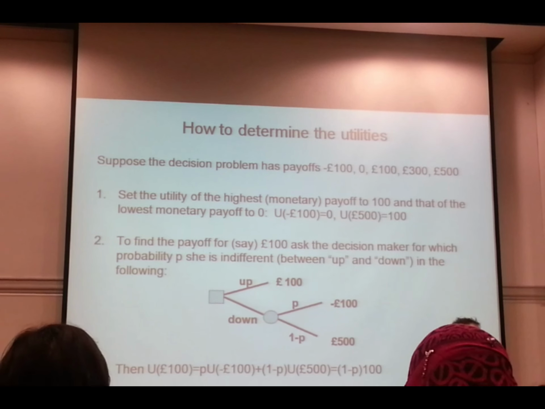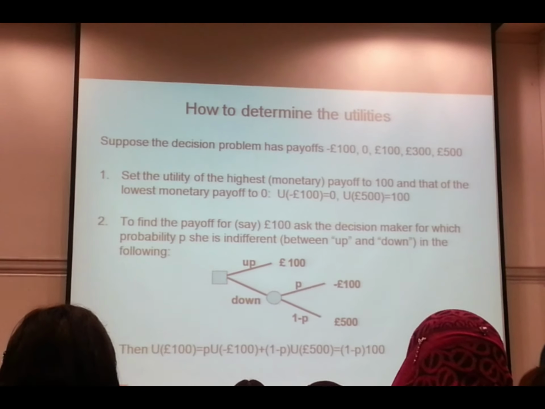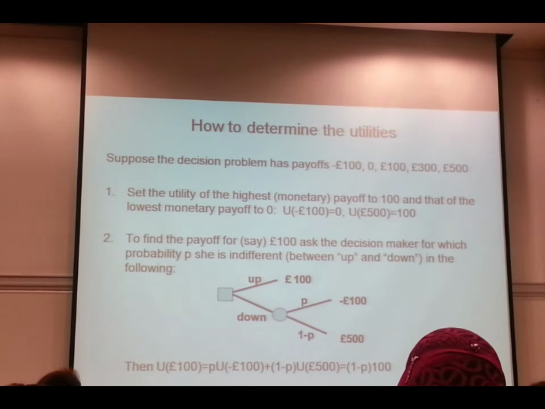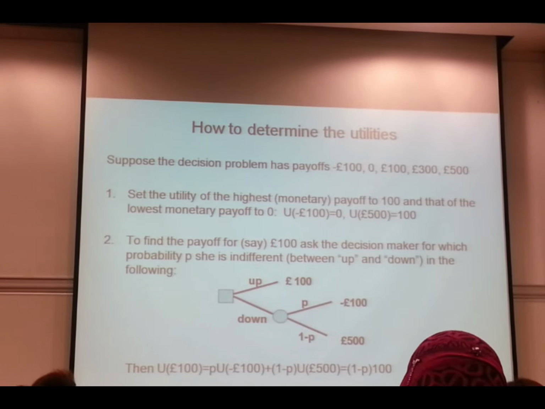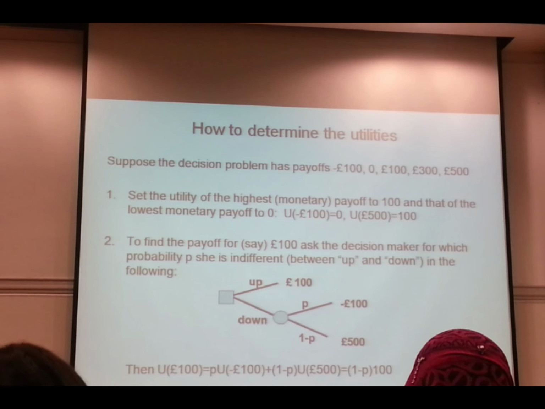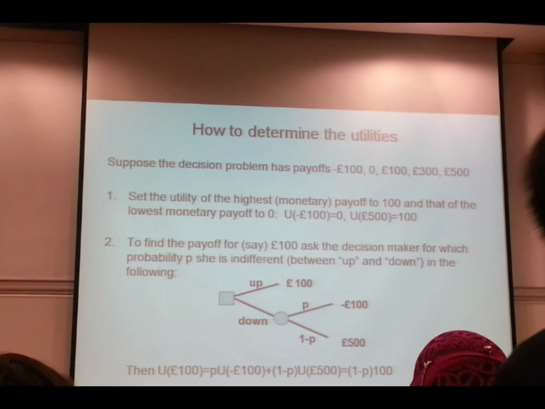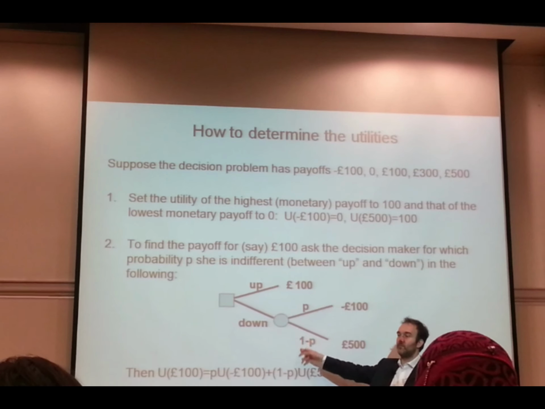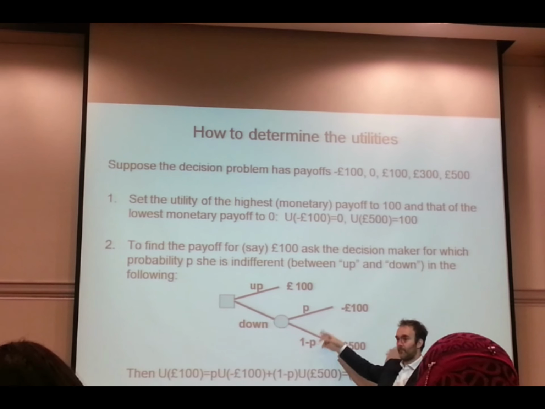Now, if that person tells us that, to be indifferent between going up and down, to be indifferent between getting 100 pounds or playing the lottery, it would have to have a success probability of 50%. So this would be 0.5, 0.5.